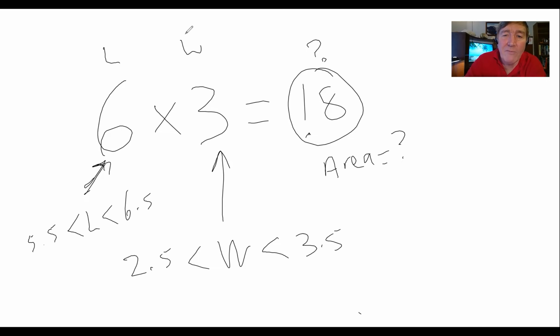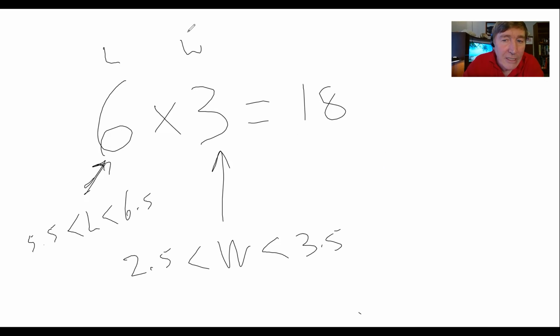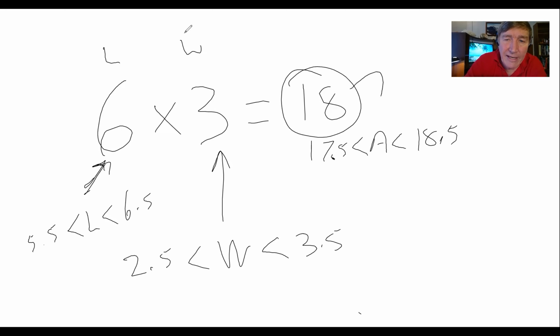Okay, now the same thing over here. If you tell me that the area is 18, what that means is that you are confident that the real area is somewhere between 17.5 and 18.5. That's what it means. When you give me the answer like that, this is what it means.